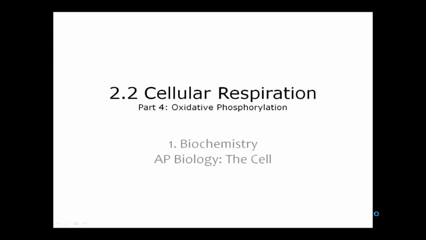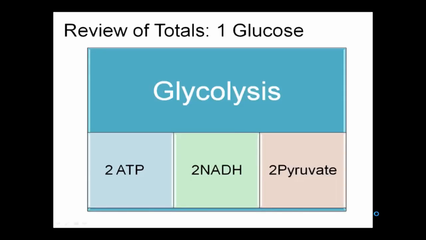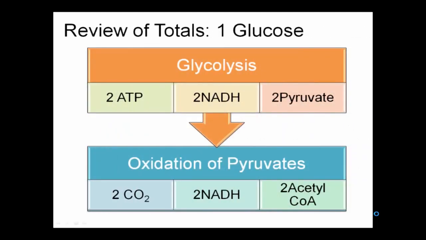So what happens next? Well, this would be oxidative phosphorylation. This is what happens. But before we get into that, let's review our totals for 1 glucose. From glycolysis, we made 2 ATP, and that is net. We formed 2 NADHs because we picked up electrons and hydrogens from our sugar molecule, and in the end we formed 2 pyruvate molecules.